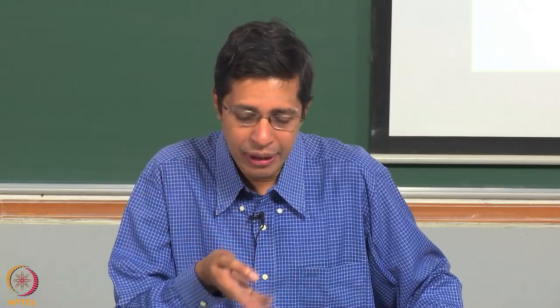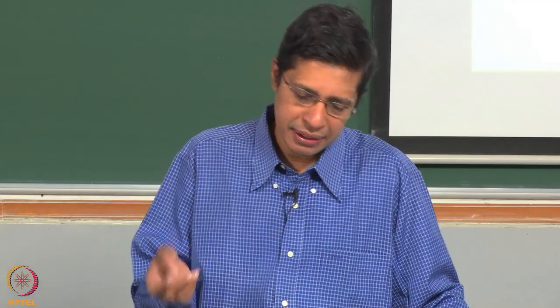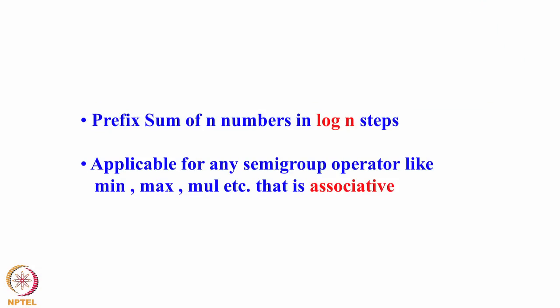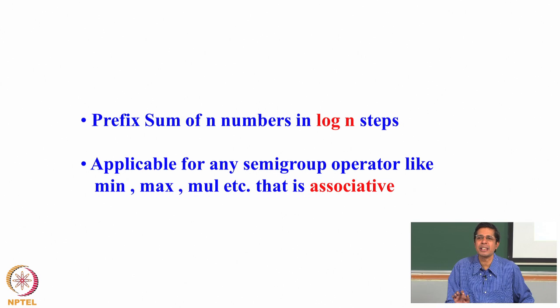Plus there are other properties. So that's why we call it a semigroup operator, in the sense that if you say it's a semigroup operator, automatically it means that it is an associative operator. You all follow recursive doubling? Any doubts in that? Yes or no?